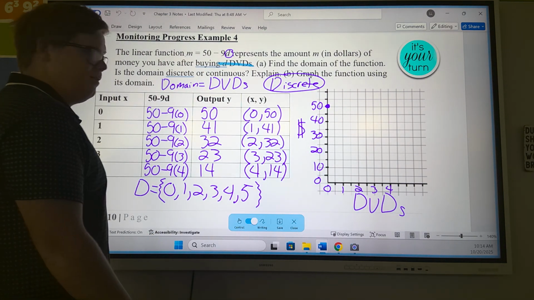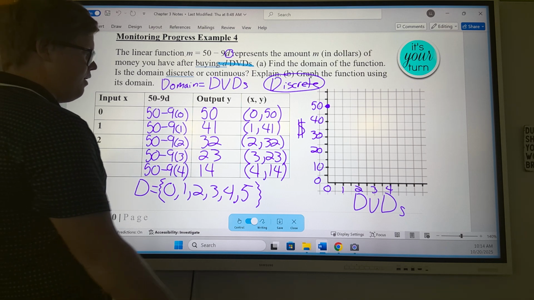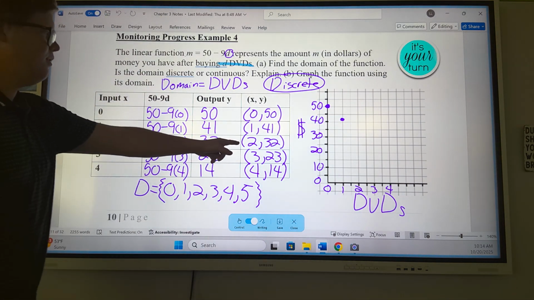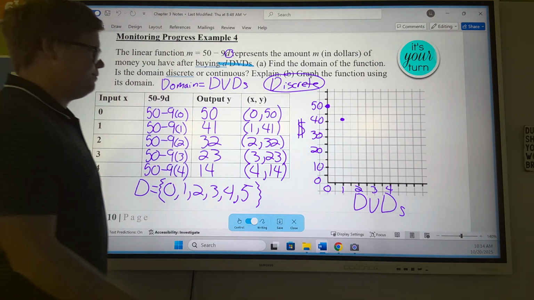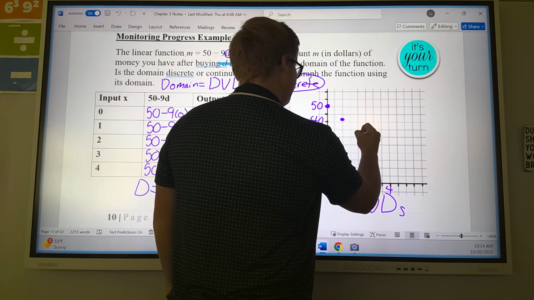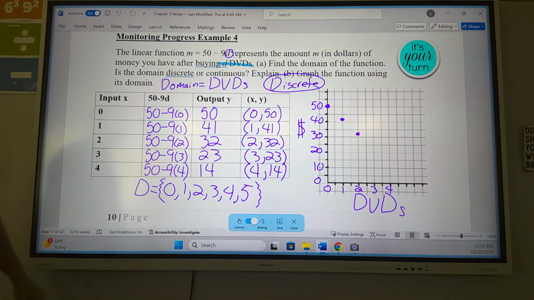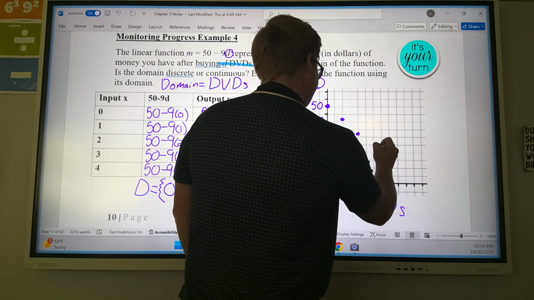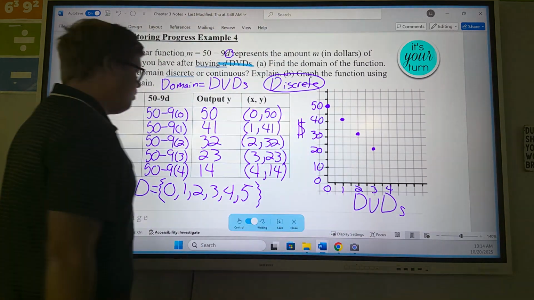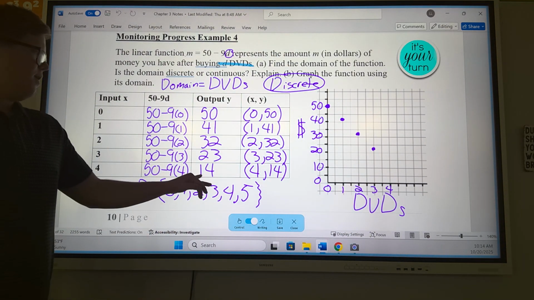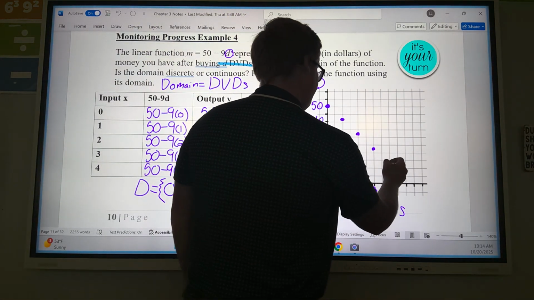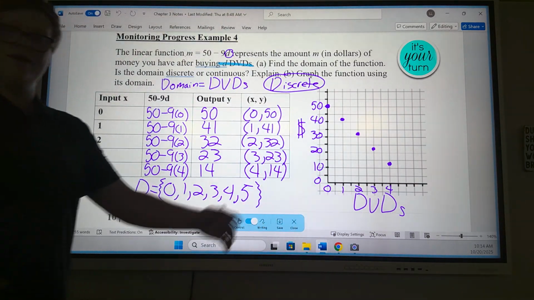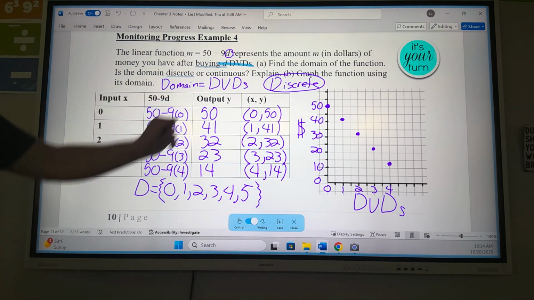When we bought one DVD, it went down to $41. When we bought 2 DVDs, it went down to $32. When we bought 3 DVDs, our money dropped down to $23. And when we bought 4 DVDs, our money dropped down to $14. You notice, that's as straight as a line as we're probably going to get, because it's a linear function.